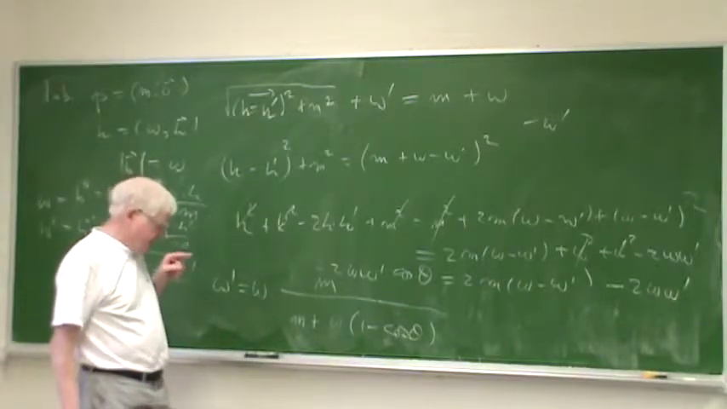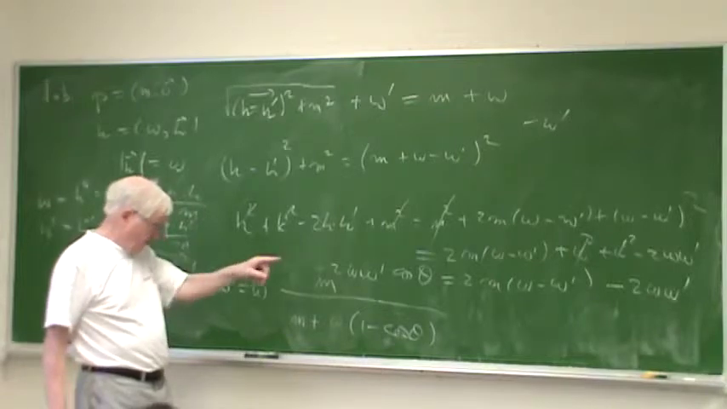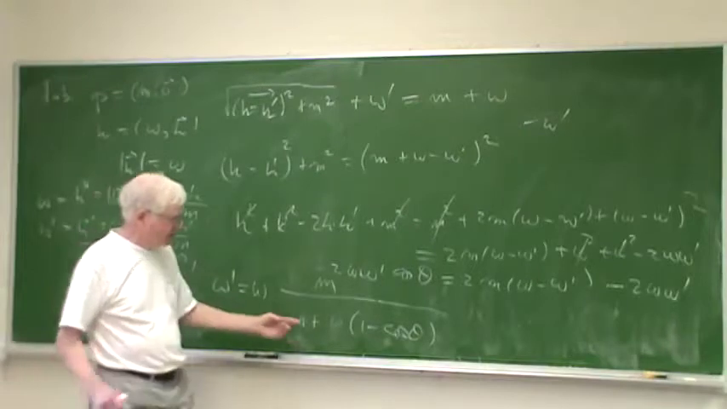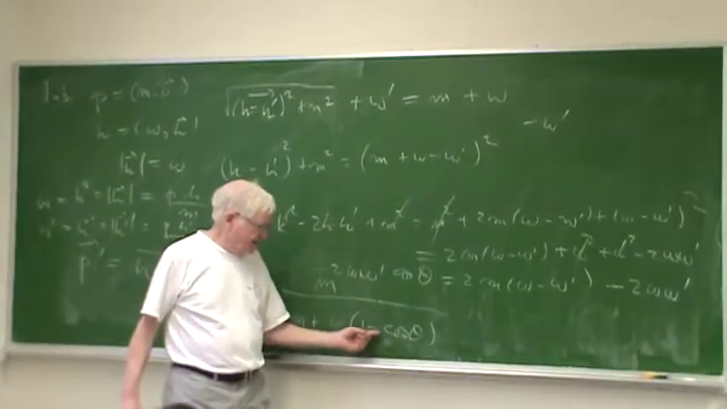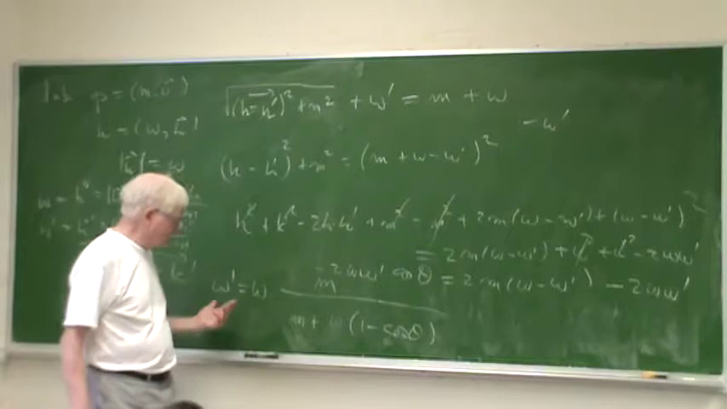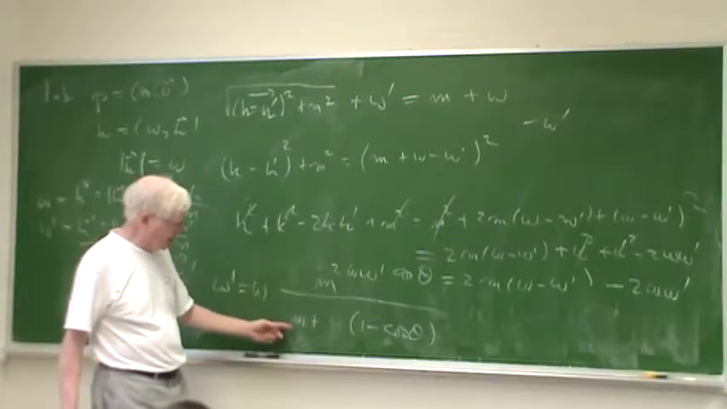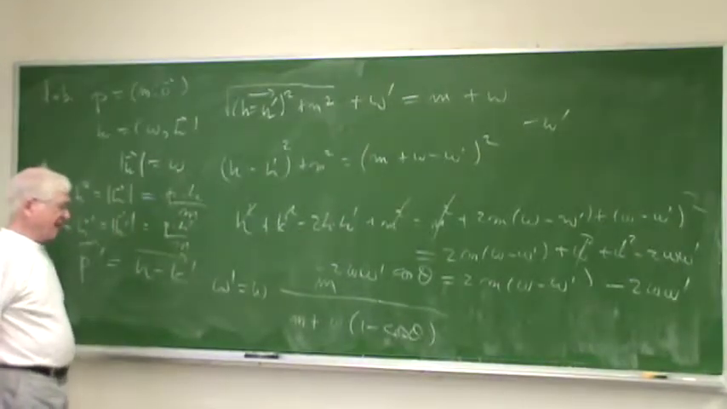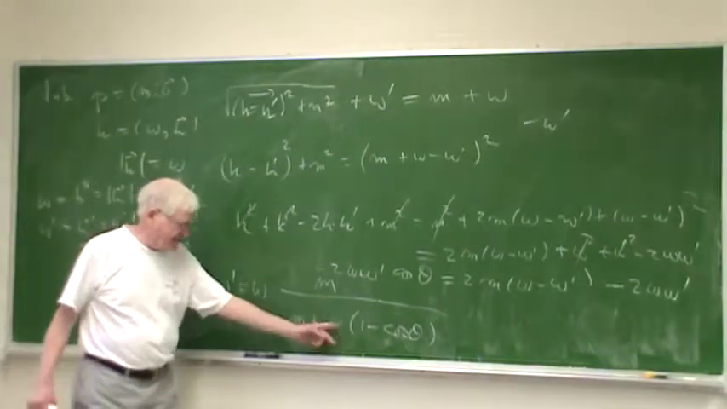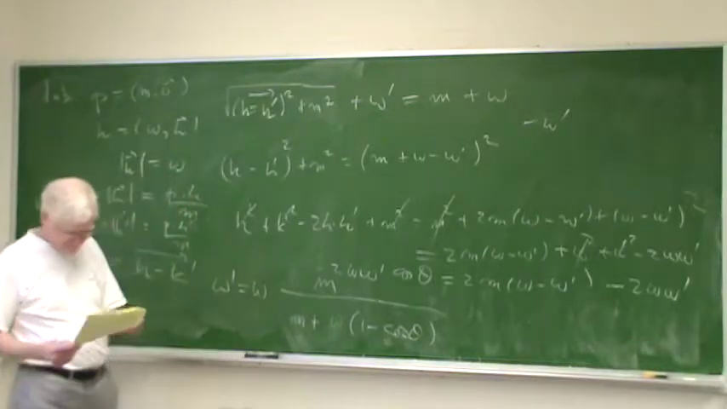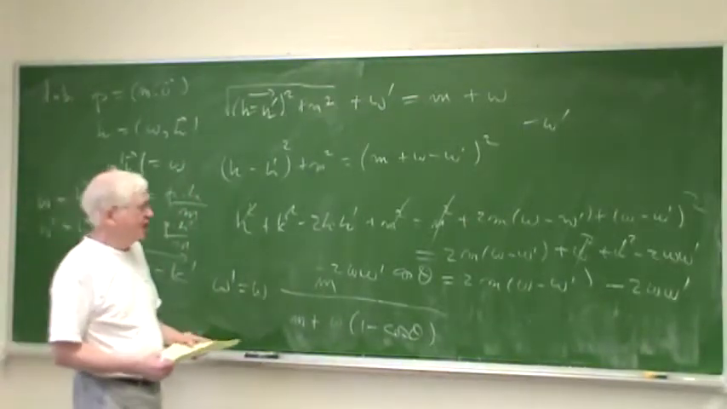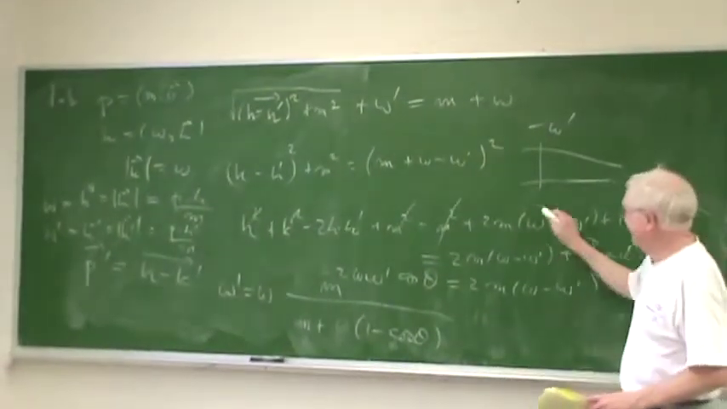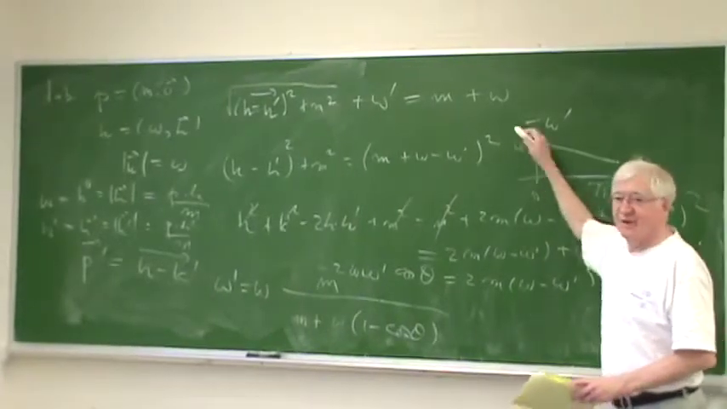So the X-rays that go in the forward direction have the same frequency as the initial X-ray. On the other hand, as you go to pi, this becomes a 2, and so the frequency is omega times m over m plus 2 omega, so it's less. And the amount that it's less depends upon the initial frequency. So Schwartz asked for a rough sketch. There, that's a rough sketch.